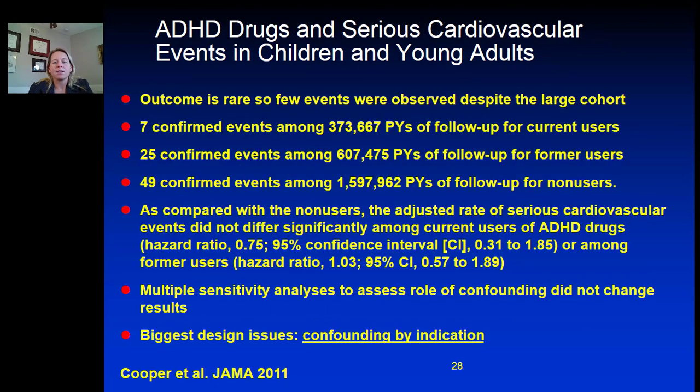So despite the fact that this particular cohort had a tremendously large number of persons and person years, the overall event rates were rather low or small. And specifically, there were only 7 events among confirmed current users of these medications. And that was out of 373,000 person years. But nevertheless, they were able to calculate a measure of risk.